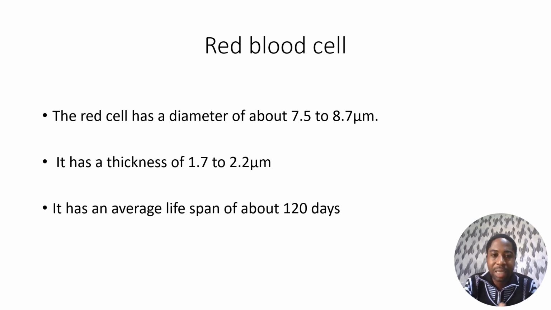The red cell has a thickness of 1.7 to 2.2 micrometers, and the average lifespan of a red cell is 120 days. Red cells do not live longer, they live for just about 120 days because of the absence of a nucleus, and the nucleus helps in protein synthesis to repair worn out components of cells. So if the nucleus is absent, this red cell is unable to repair worn out components easily, and therefore after 120 days it passes away.